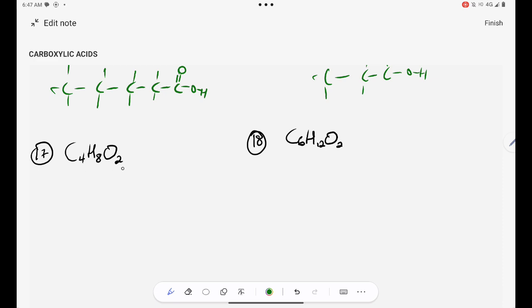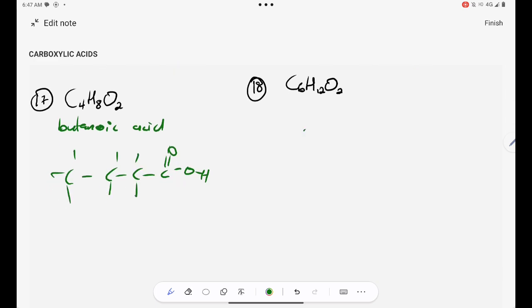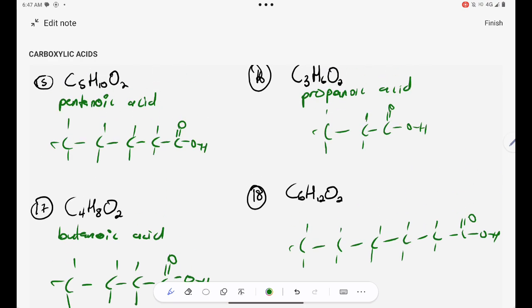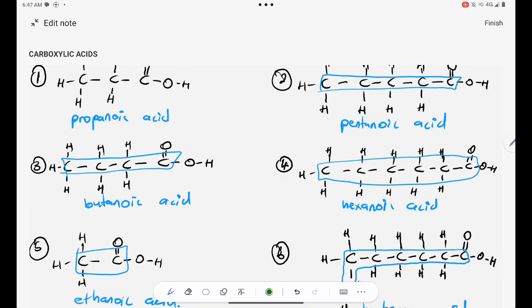Same thing applies here. You are dealing with the carboxylic acid that has 4 carbons. That's simply butanoic acid. 1, 2, 3, 4. You have double bond O. Oh my god, I'm drawing an aldehyde now. Like this. And then over here you have 6 carbons. There was no need for you to draw, but you know that a carboxylic acid that has 6 carbons will be hexanoic acid.